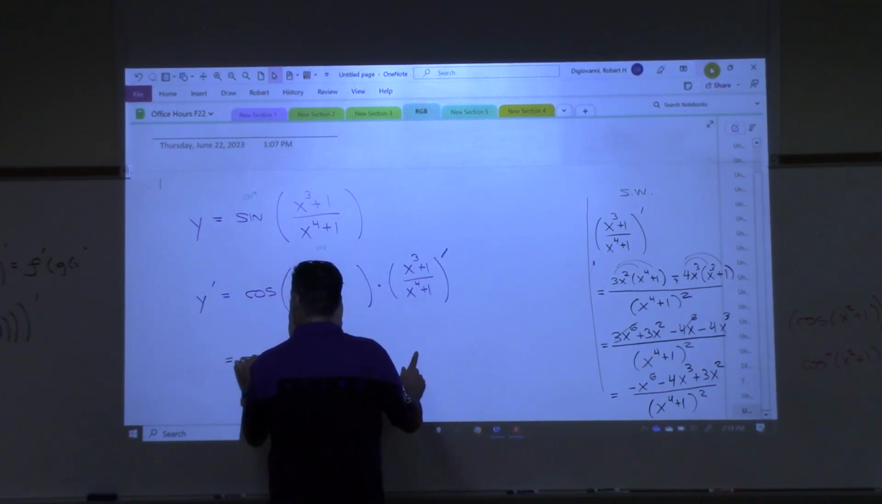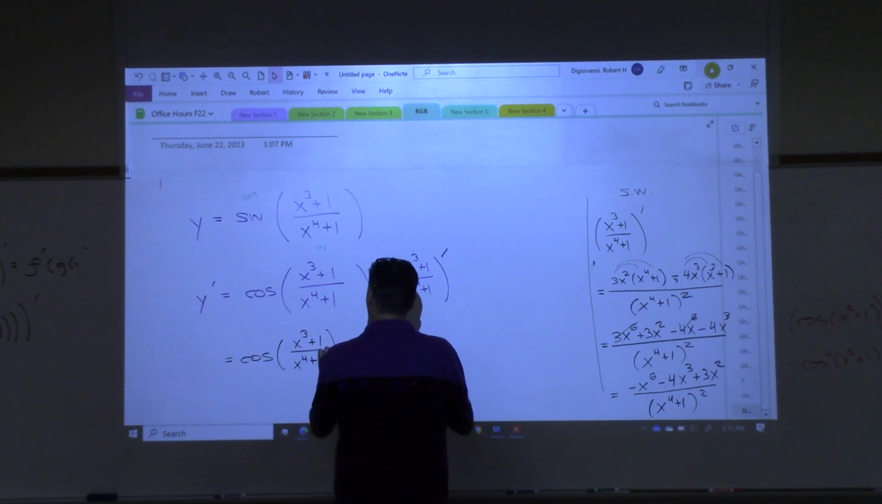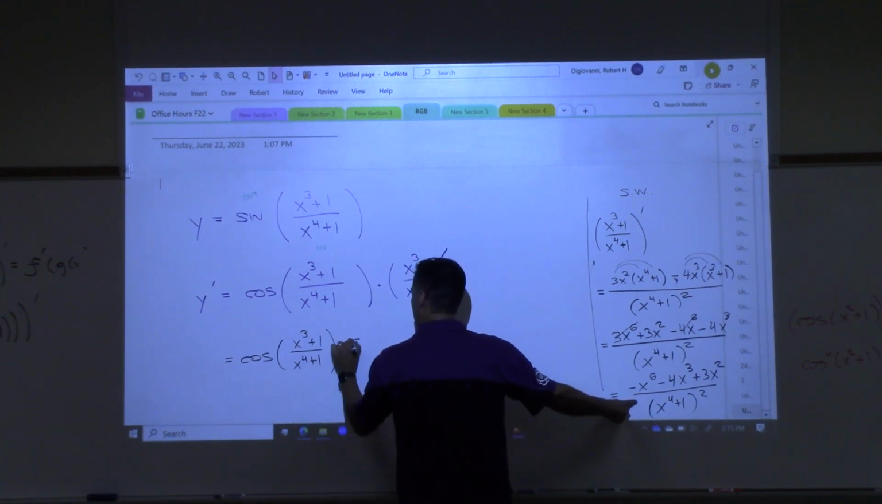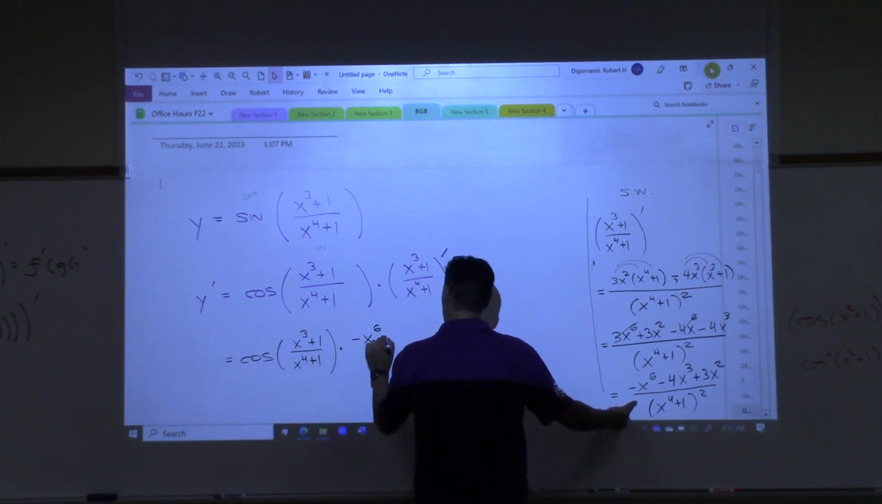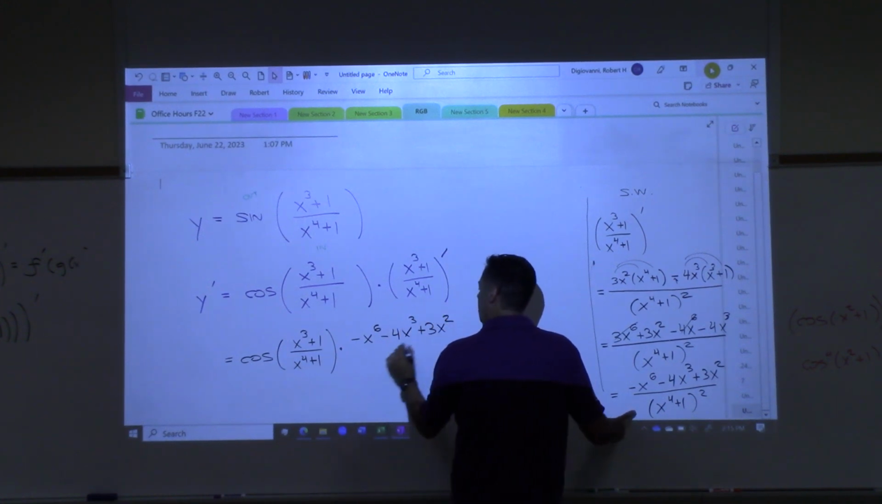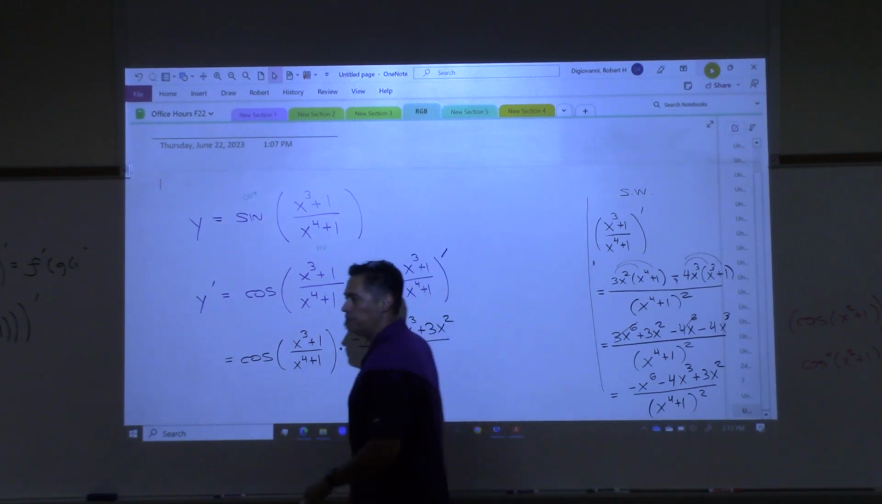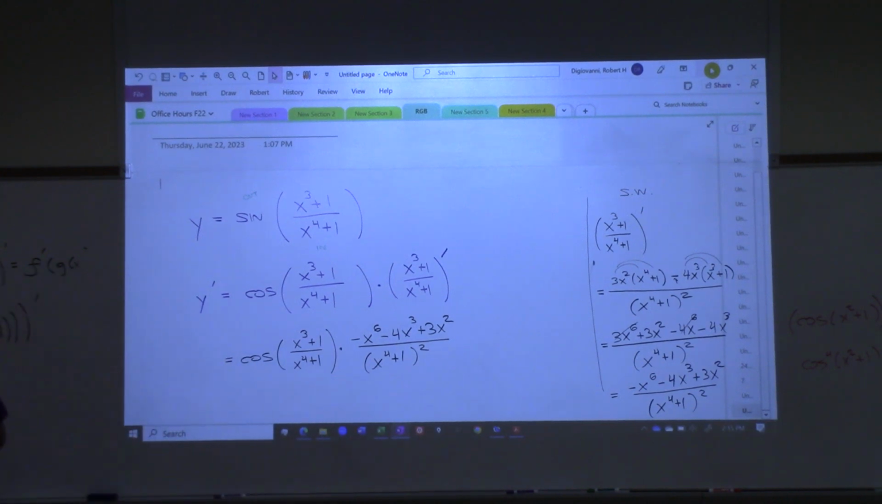We have cosine of x cubed plus 1 over x to the fourth plus 1, times that: negative x to the sixth minus 4x to the third plus 3x squared all over x to the fourth plus 1, that quantity squared. And that's it. I mean, that is the derivative.